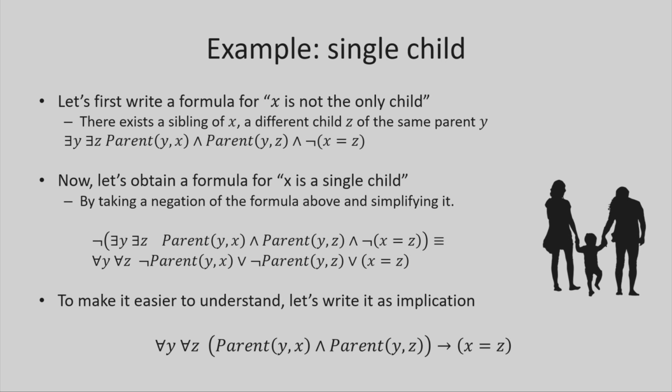It's a little bit easier to read if you turn this into an implication by taking not parent YX or not parent YZ, undoing the De Morgan that we just did to get not parent YX and parent YZ, and then getting rid of the negation and introducing implication to say if Y is a parent of X and Y is a parent of Z, the only way it can happen is when X and Z refer to the same person.